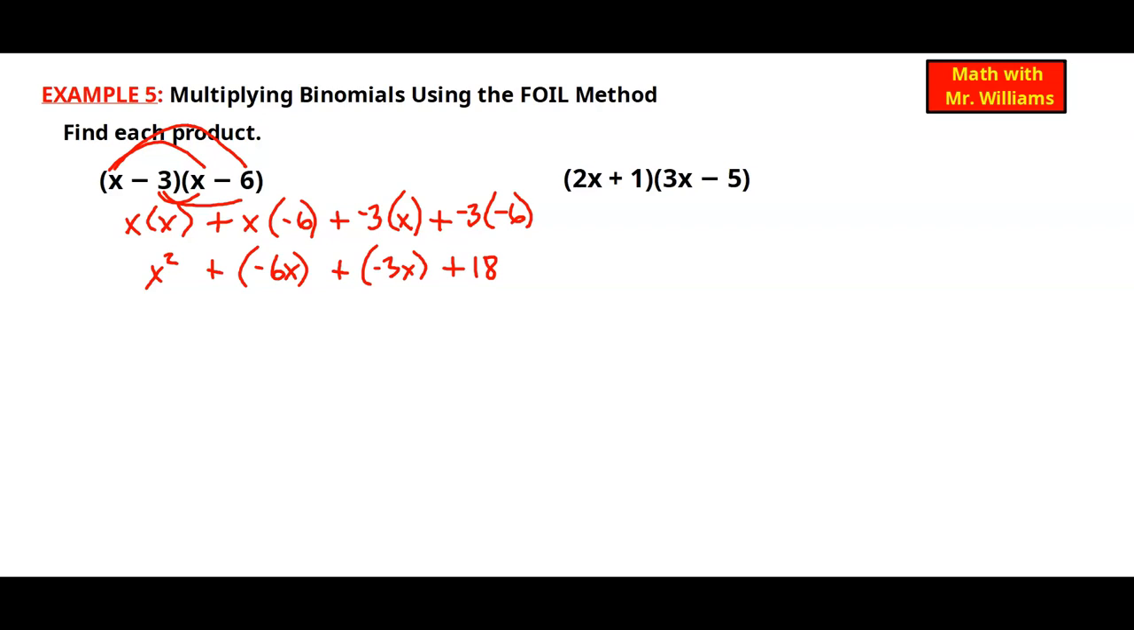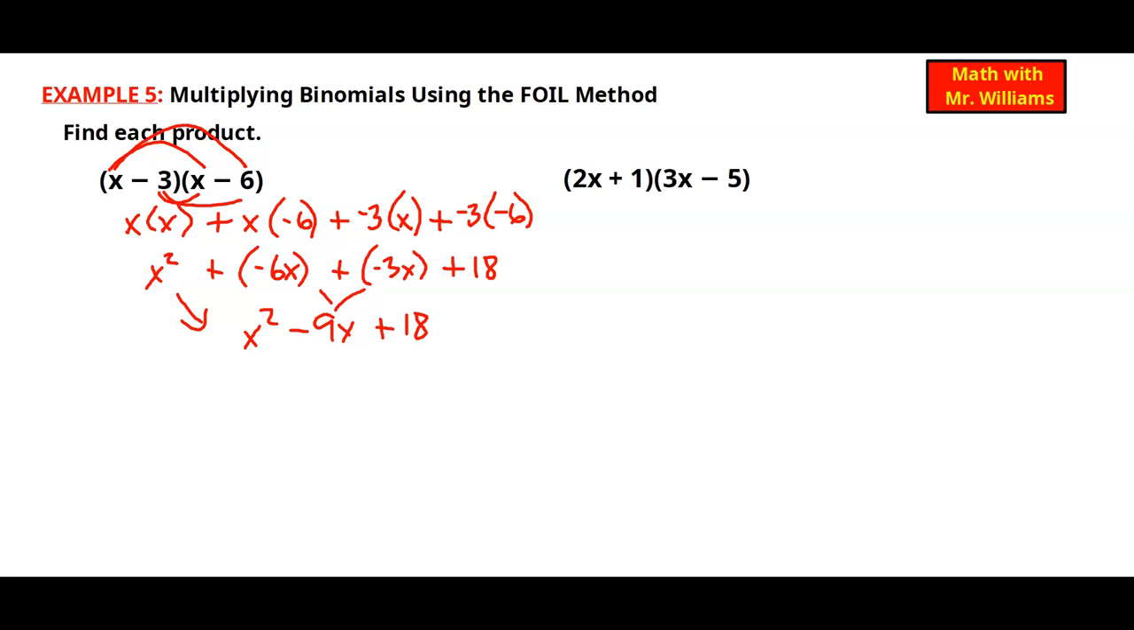All right, let's go ahead and combine those like terms. So we have a negative 6x and a negative 3x, which would get us a negative 9x. So let's go ahead and bring this down now. So we have x squared minus 9x plus 18 for our final answer.